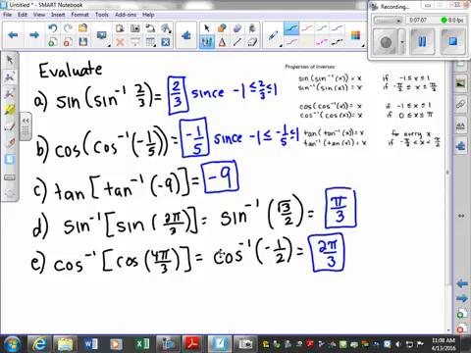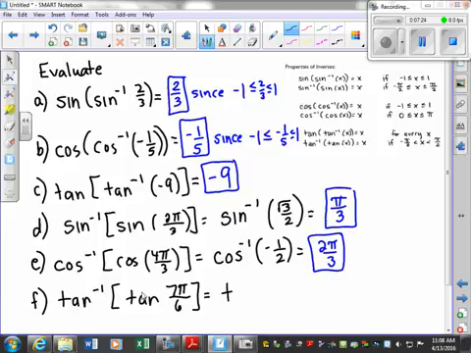And let's do one more of these. Let's do a tan. So just do tan inverse of tan of 7 pi over 6. Okay, so the first thing we want to do is go to our unit circle and evaluate tangent of 7 pi over 6. If you'll do that for me, what did you get? Square root of 3 over 3.